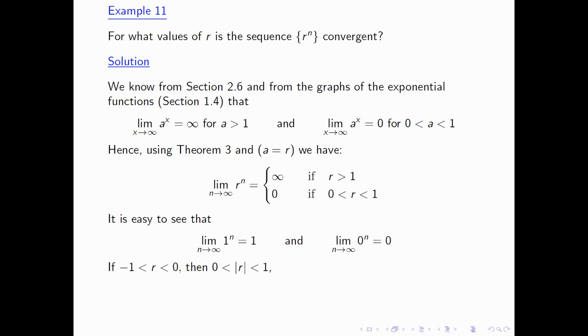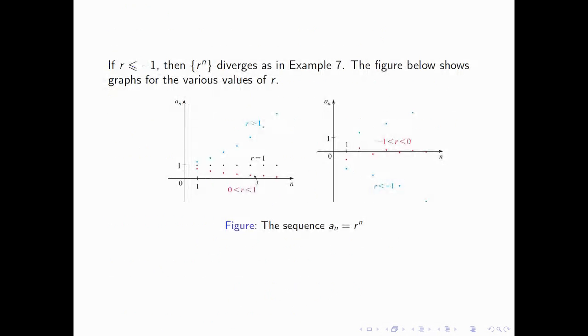And so we get the following result. If R is in between -1 and 0, then the absolute value of R is greater than 0 and less than 1. And so the limit as n goes to infinity of the absolute value of R to the n, which is the absolute value of R raised to the power n, must be 0. That's if the value of R is in between -1 and 0. And so the limit as n goes to infinity of R to the n is 0 by theorem 6.